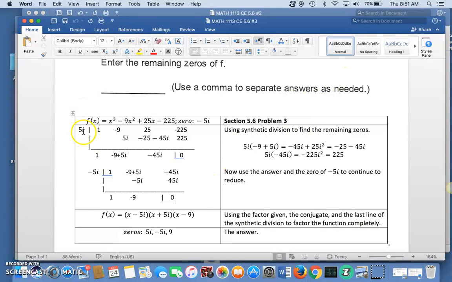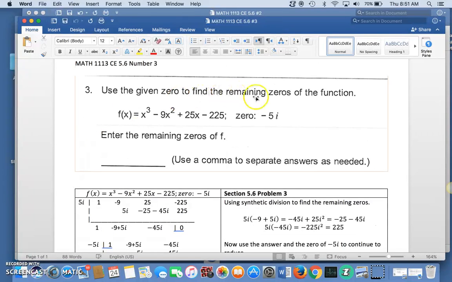So if we start out with the zero that they gave us, a negative 5i. Okay, so we knew that positive 5i was going to be one also. You could have started with the negative 5i and then gone to 5i. Either one of these two you could start with. I just happened to have started with the 5i, so let's go with that.